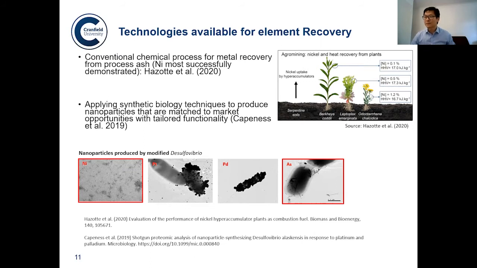Just for information, I mentioned the heavy metal or high-value metal recovery during the bioenergy production process. There are a couple of projects, and a lot of research has gone into that. More conventionally, the metals accumulated in the biomass can be extracted using conventional wet chemical processes from the process ash, for example if you're using a combustion or pyrolysis process. Nickel has been most successfully demonstrated in some recent projects.